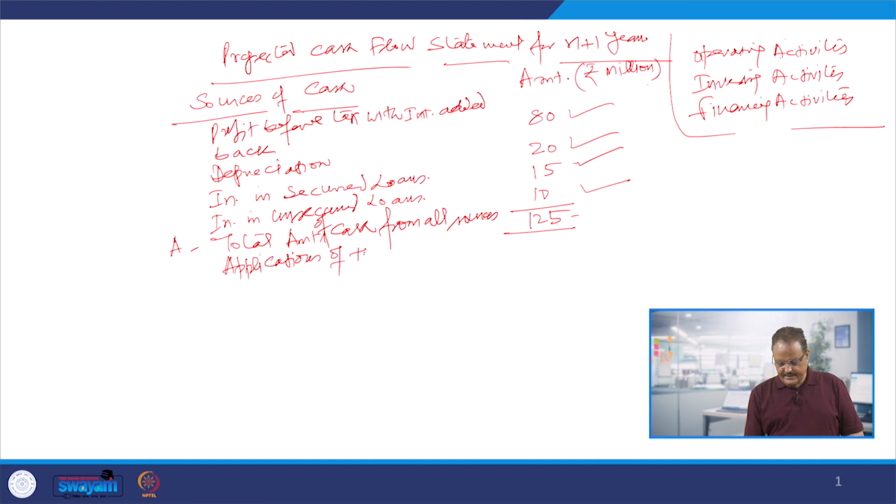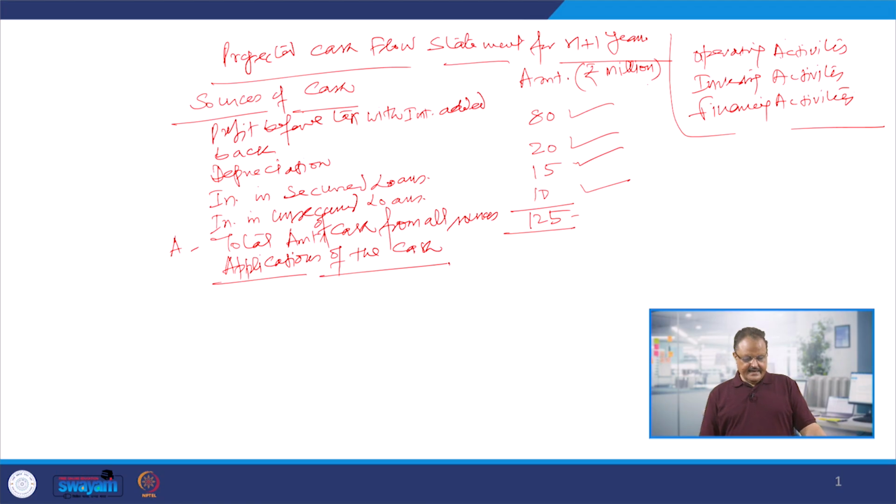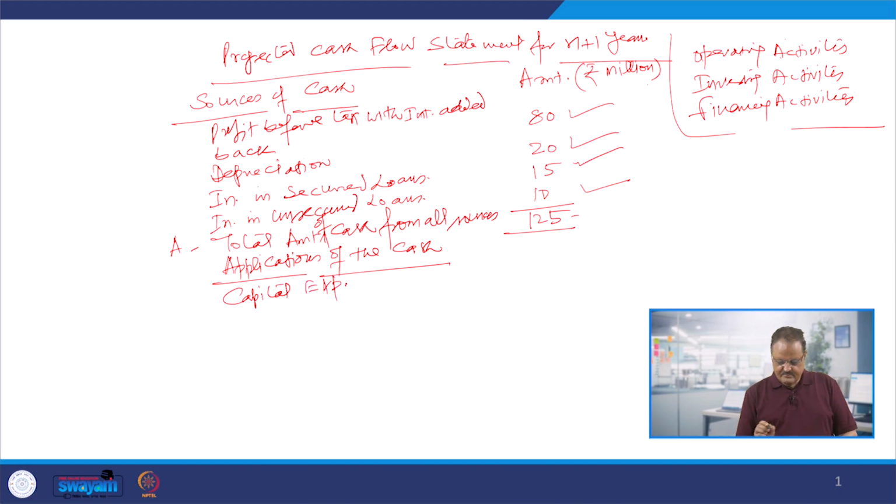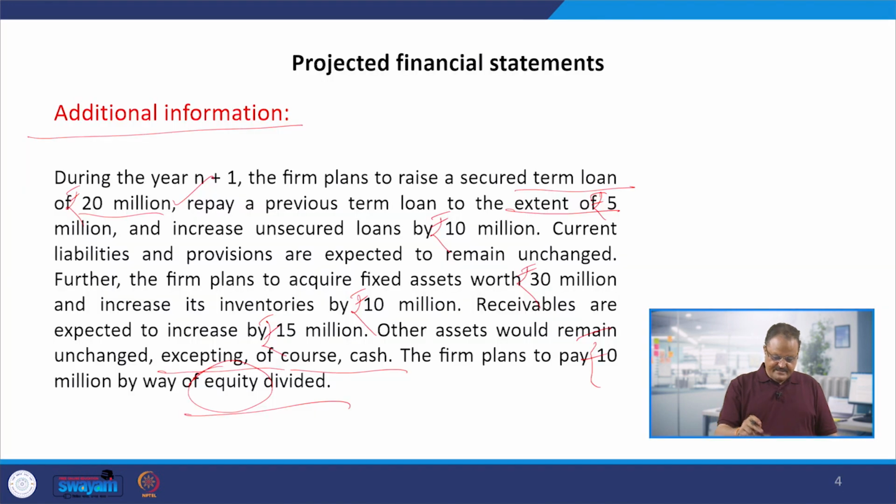Applications of the cash. Now, this much of the cash is available with us, and from this we are going to use this cash. So, where is this cash going to be used? First, the application of the cash is the capital expenditure. For this capital expenditure, where are we getting it from?